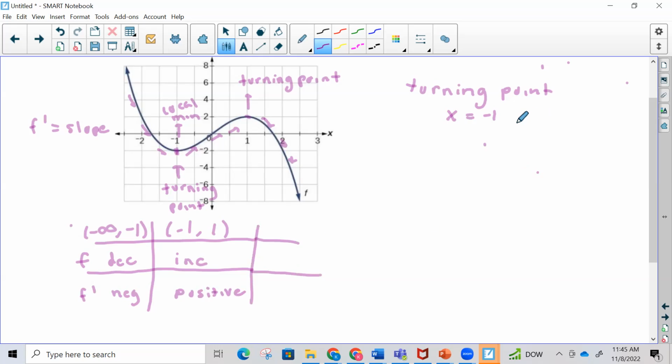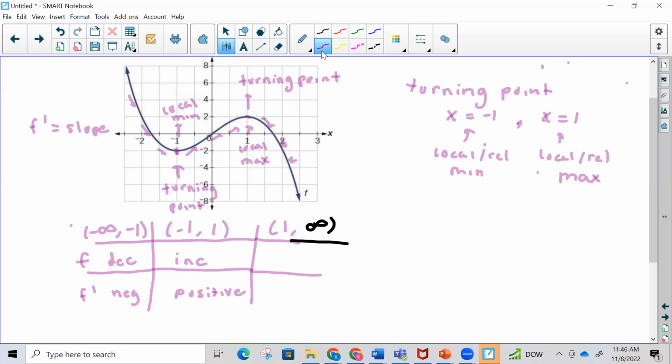Okay, then I have my other turning point, x equals 1, which is a local or relative max. It's the highest value in that region. And so starting at that point, when x is 1, until it keeps going to positive infinity, my graph is decreasing, and that means my slope is negative. So f prime is negative.